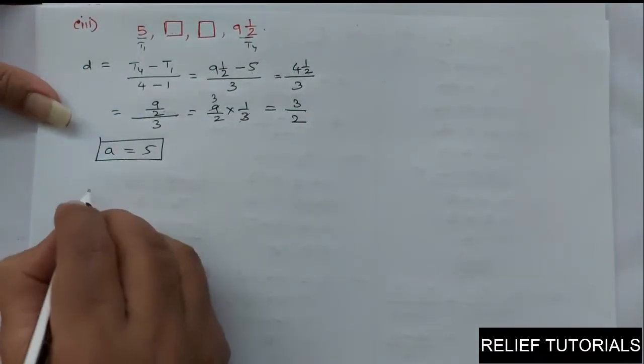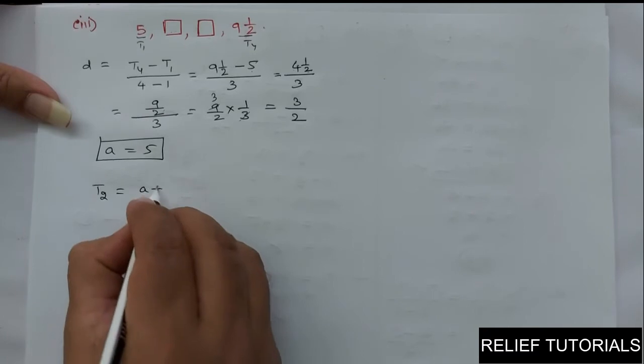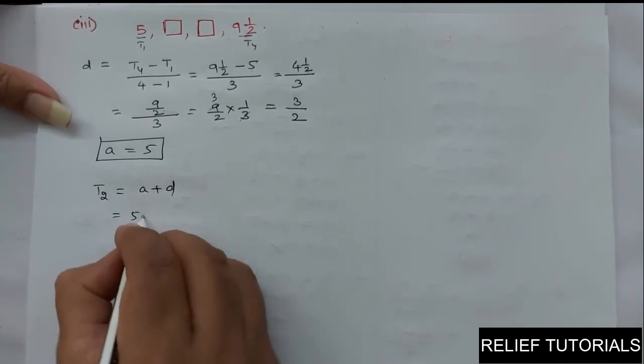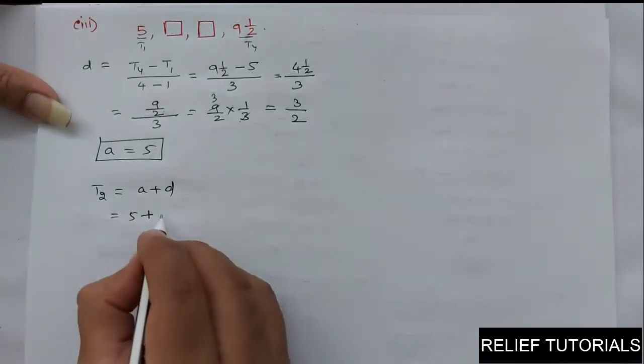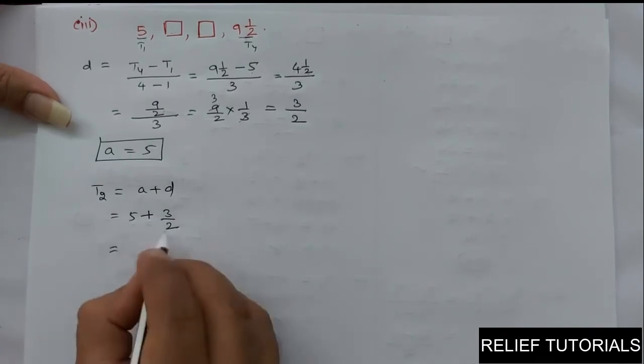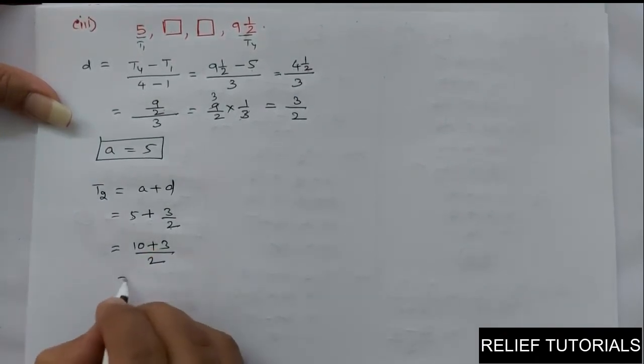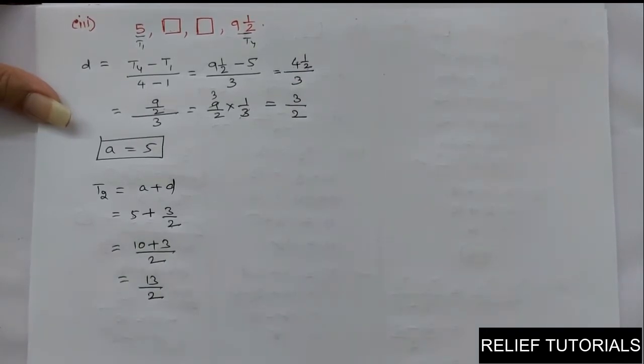Now you have to find second term. So T2 is equals to A plus D. So A is equals to 5 and difference is 3 by 2. So 5 plus 3 by 2. So 5 2s are 10 plus 3 by 2, LCM 2. That is equals to 13 by 2. So second term is 13 by 2.